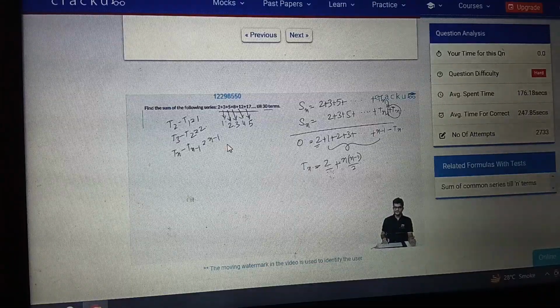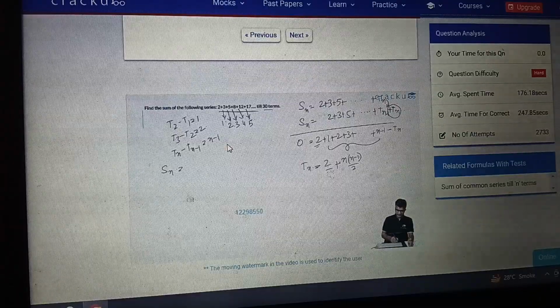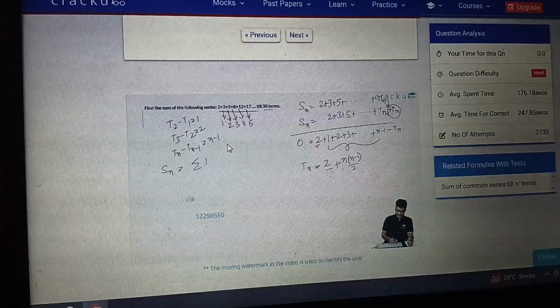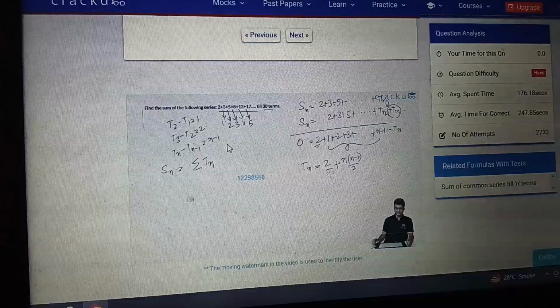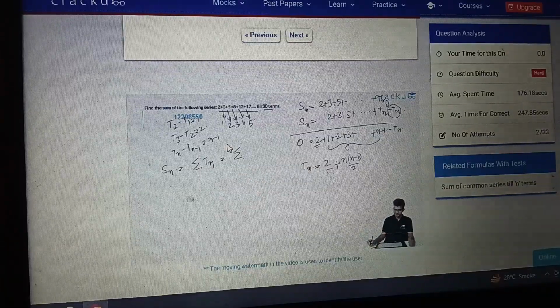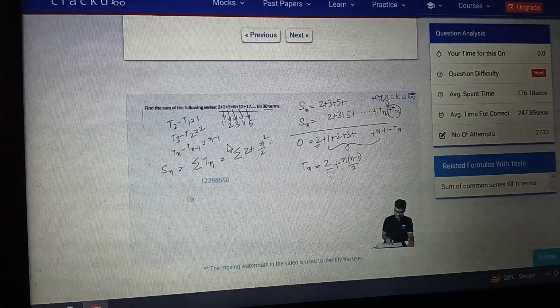Now what is the sum of the first n terms? The sum of the first n terms, S of n, is equal to sigma, which is essentially the sum of t of n. This is basically equal to 1 plus 2 plus dot dot dot till t of n. Or this is equal to again sigma, which is essentially a symbol of sum, 2 plus n square by 2 minus n by 2.